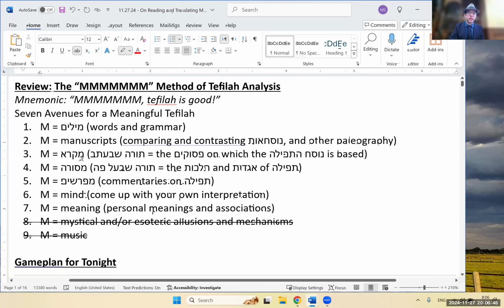Okay, third is Mikra. This is what we're going to focus on today, which is that almost every phrase in Tefilah is either a verbatim quotation from a pasuk or a paraphrase of a pasuk, or the language is borrowed from the pasuk. And the two chief commentators on Tefilah among the Rishonim, the Bar Yakar and the Abudarham, that's how I'm saying it.